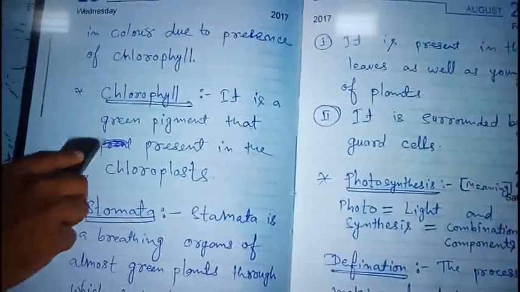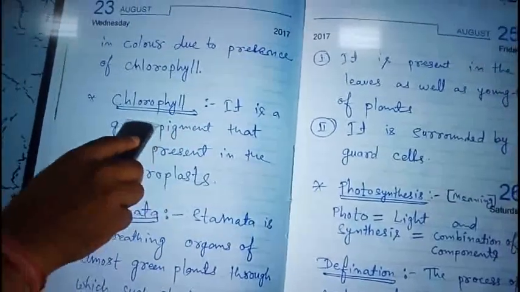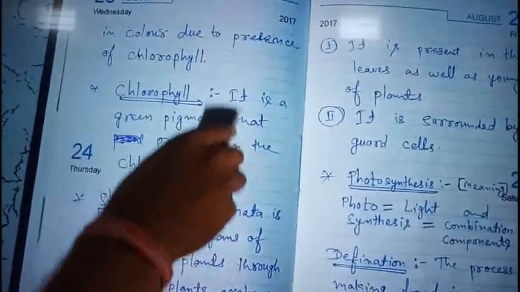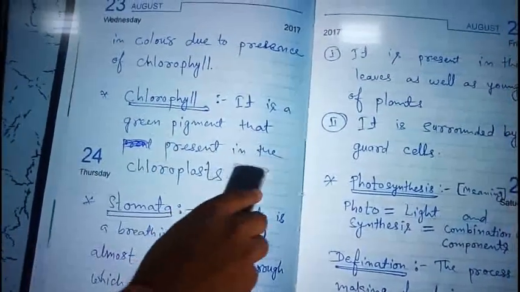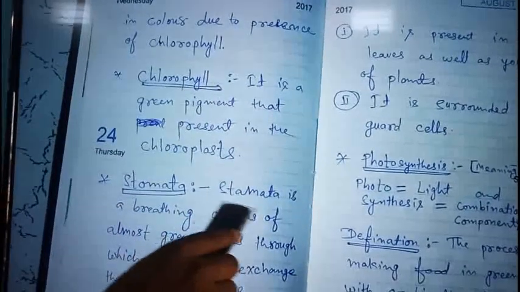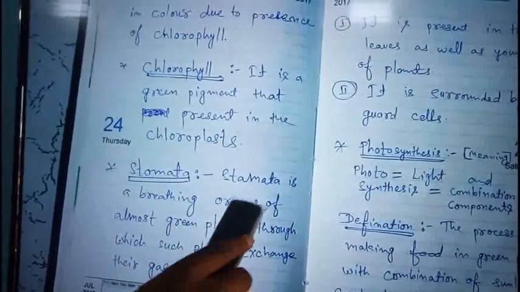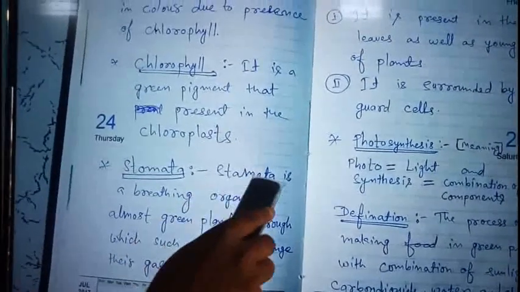It is noted that the leaves and young stems of green plants look green due to the presence of chlorophyll. What do you mean by chlorophyll? It is a green pigment present in the chloroplast. Due to this, the leaves and young stems of plants look green in color.